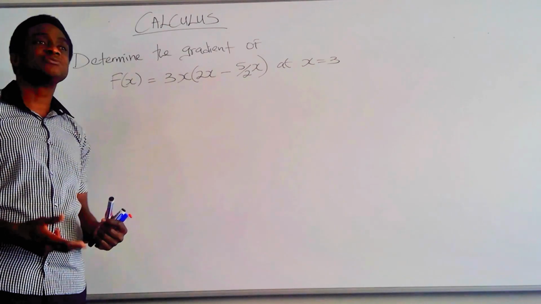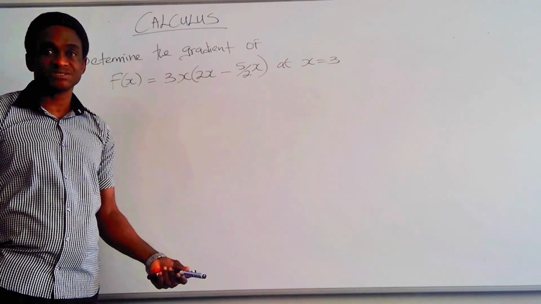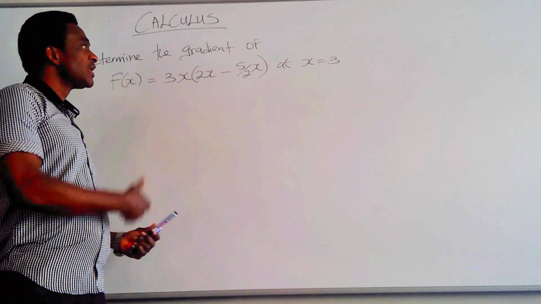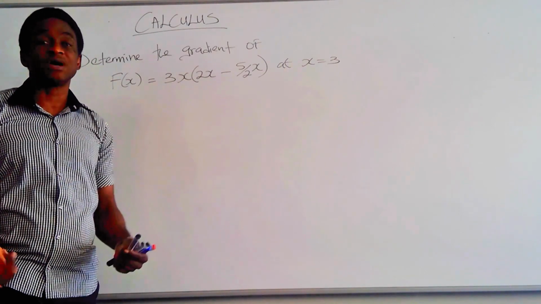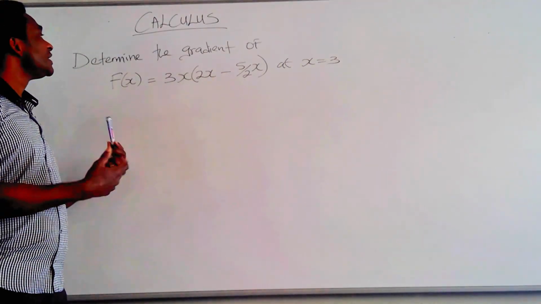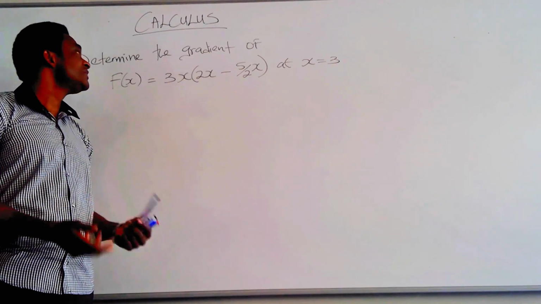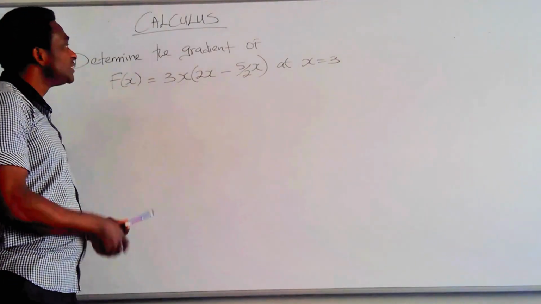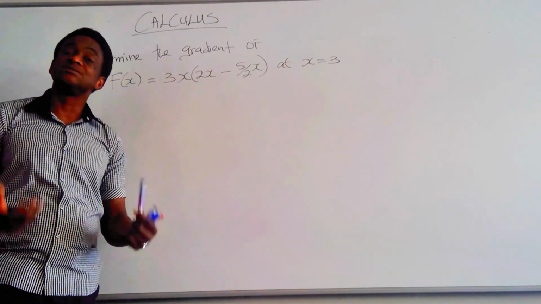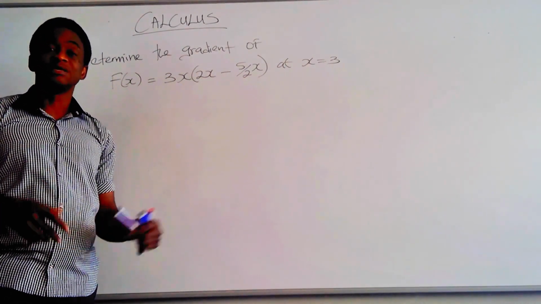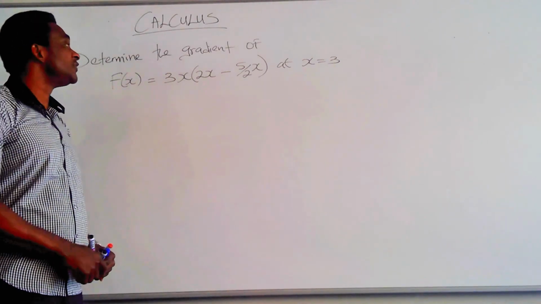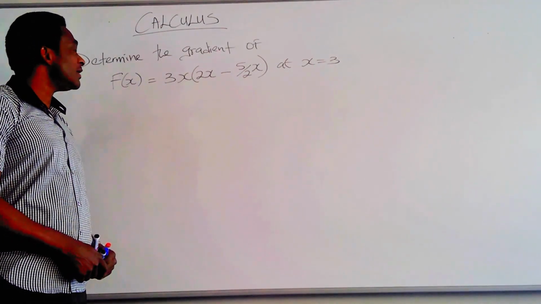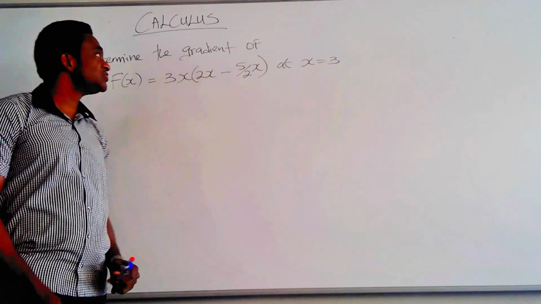It can ask you to find the rate of change for a given interval. They are also asking for the derivative. They can also ask you to determine the gradient of a function. The rate of change of a function, the gradient of a function, they are still talking about the first derivative of that function. Now let's use this equation to illustrate.